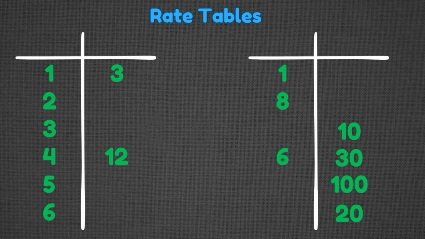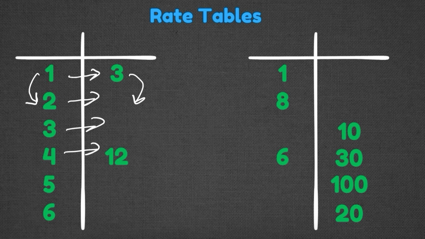If you are here because you do not understand rate tables or ratios, you're in the right spot. First, you have to understand that a rate table is a relationship. There's a relationship between all of these numbers from left to right, and there's a relationship with the numbers from top to bottom. Let me explain.